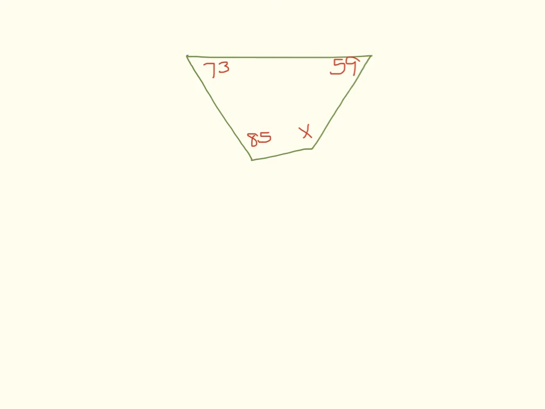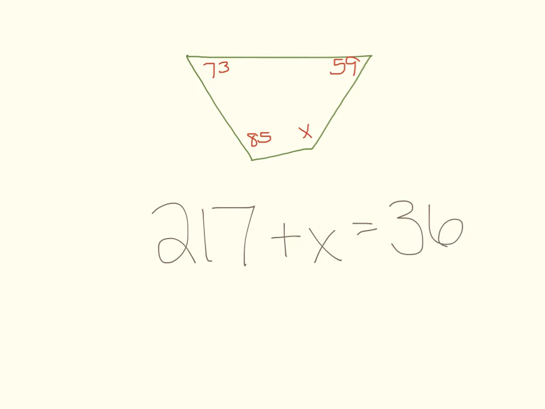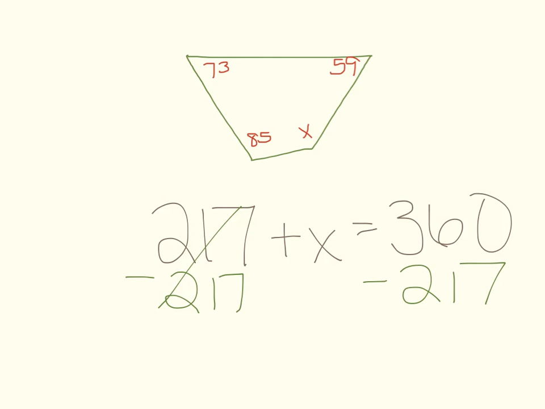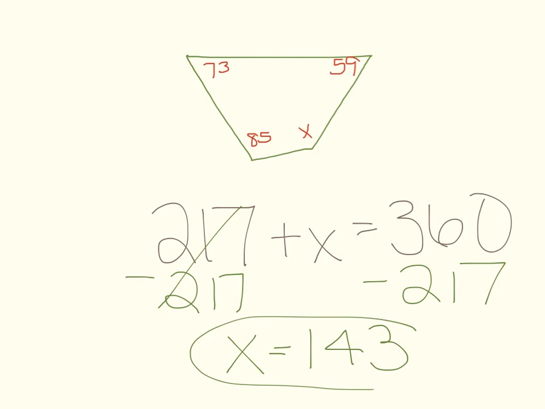So let's take a look at this example here. We want to find the measure of the missing angle. So if we add all the measures up, 73 plus 59 plus 85, we get 217. Well, we know that 217 plus x would equal 360. So you can subtract 217 from both sides, which will leave you with 143 for your missing angle.